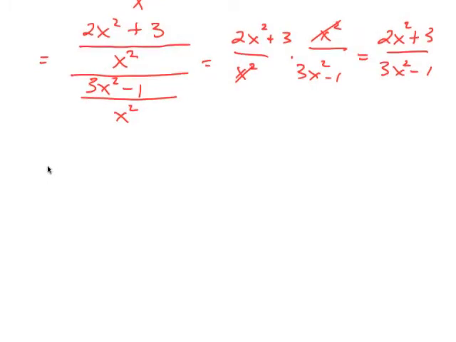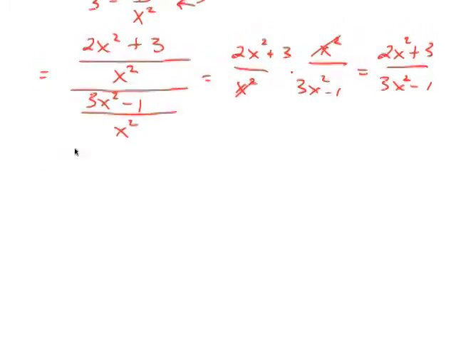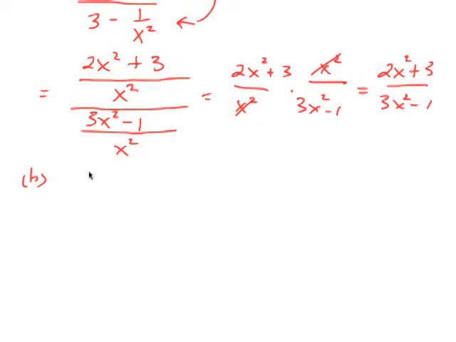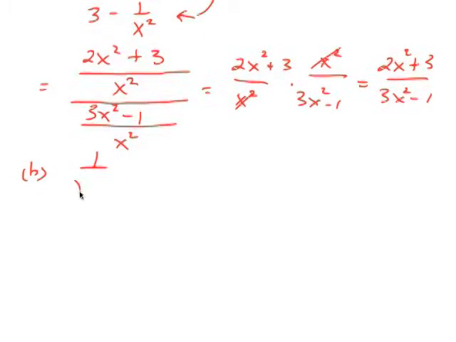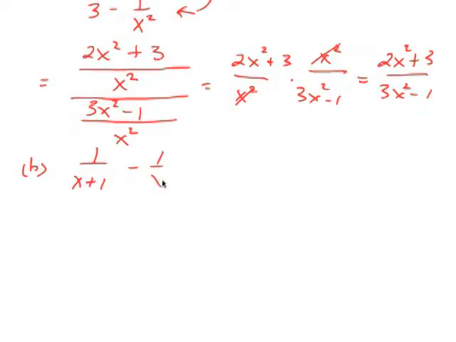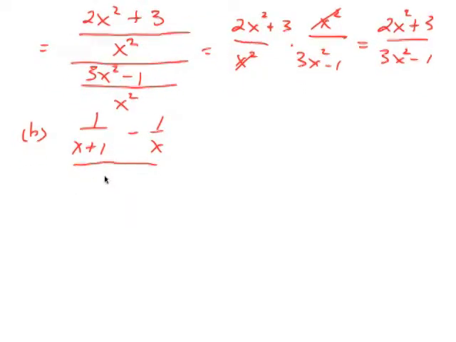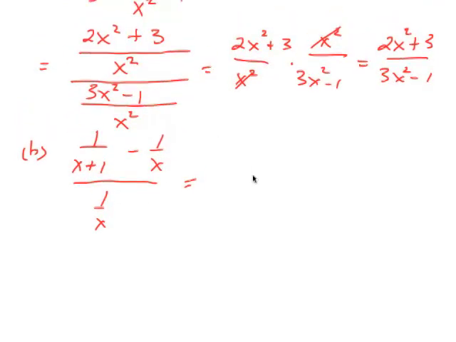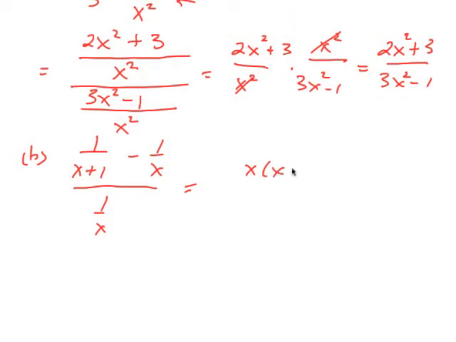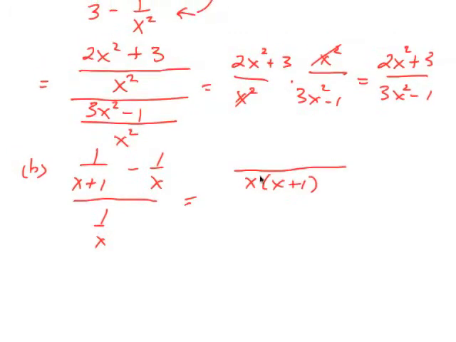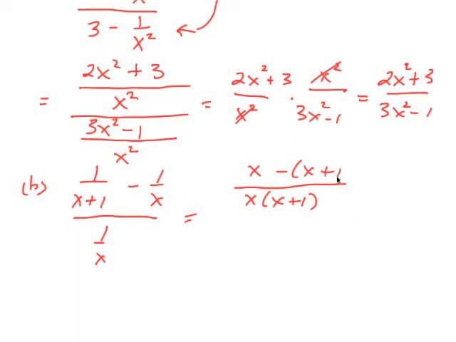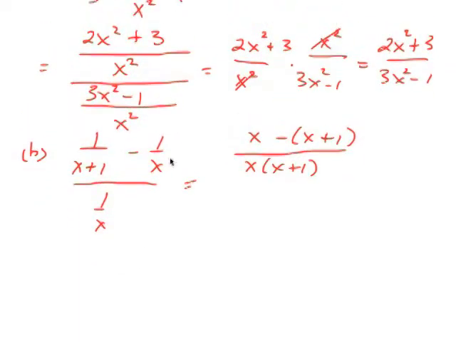Let's have a look at another one here. Part B. Let's suppose I want to do this one, 1 over x plus 1 minus 1 on x, over 1 on x. Again, we need a common denominator in the top, and that'll be an x by an x plus 1. So I'll need an x here, take an x plus 1 here, because I need to multiply.